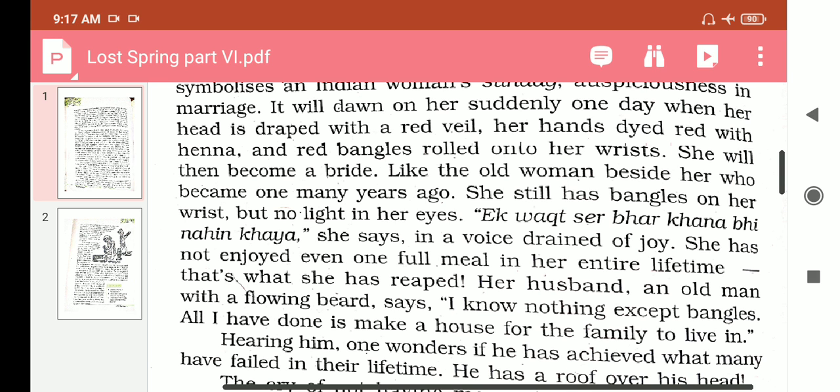In these lines, the writer says, or we can say, the elderly woman complained that she had not eaten even a seer of food. Seer is a unit of measuring quantity. The woman wants to say that they were so poor that they could not eat enough food. That is the benefit that she has received by adopting the profession of bangle making. The woman's husband has a flowing beard. He says that he does not know anything other than bangle making. All that he has been able to accomplish is to make a house for his family to live in.